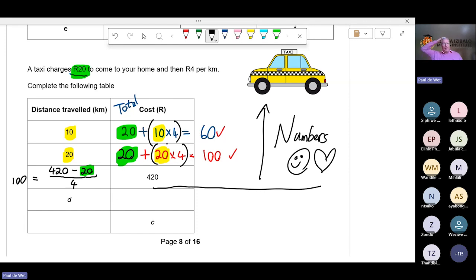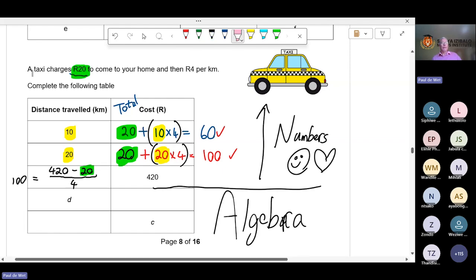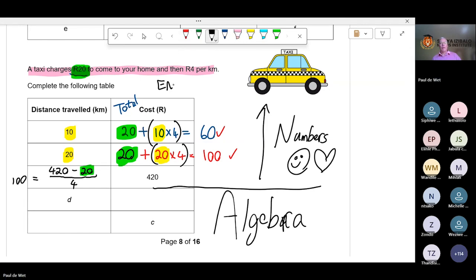Okay, all right. Now, guys, what we're looking at now is algebra. We're working out how we can write this rule. Guys, here's the rule. This is English. This over here is English. Algebra is writing the same rule, but using maths.